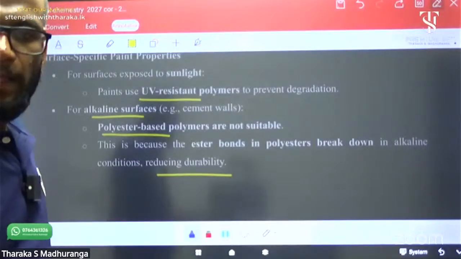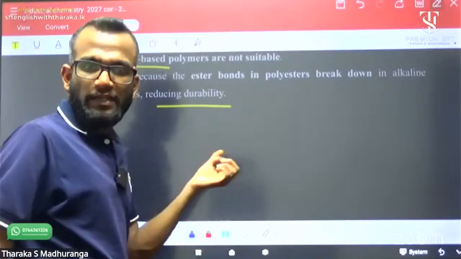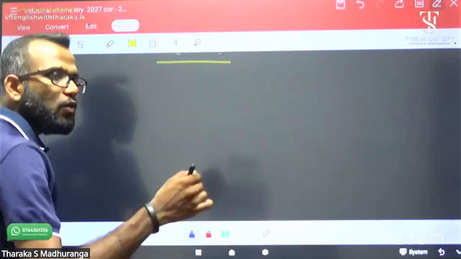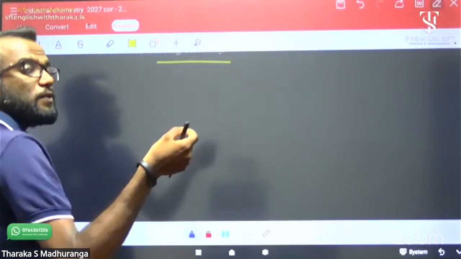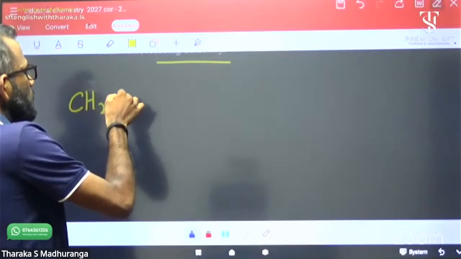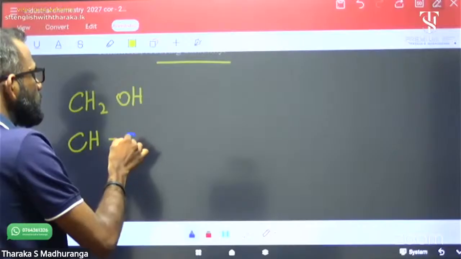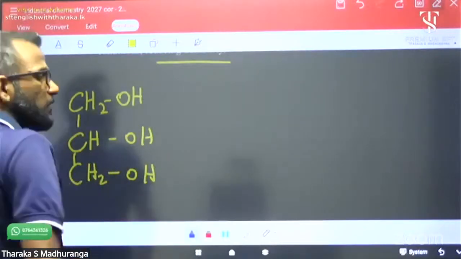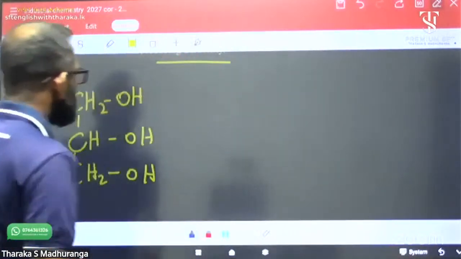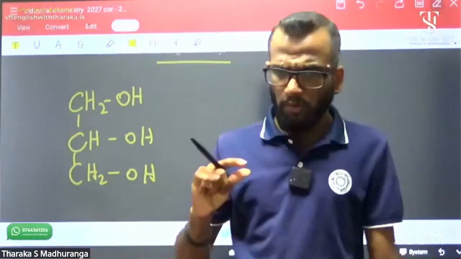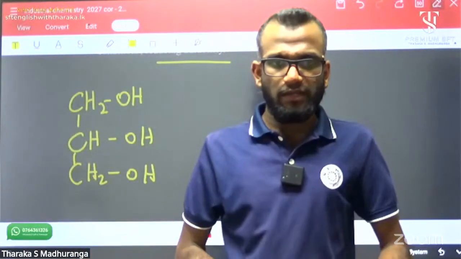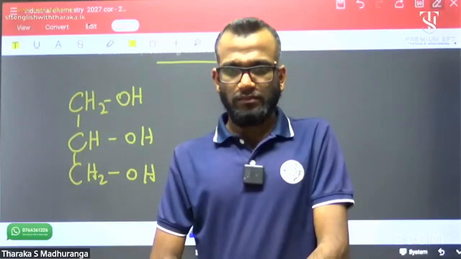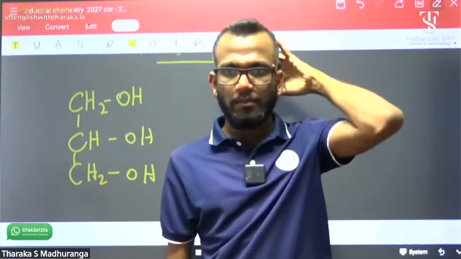Ester bonds mean... In the lipid lesson, we discussed different lipid types. The common lipid type is triglyceride. Triglyceride is formed between glycerol and fatty acid. One glycerol and three fatty acids. Between this glycerol and fatty acid, a special bond type is formed that we call ester bonds. You have to go to the lipid lesson. It is biomolecules.